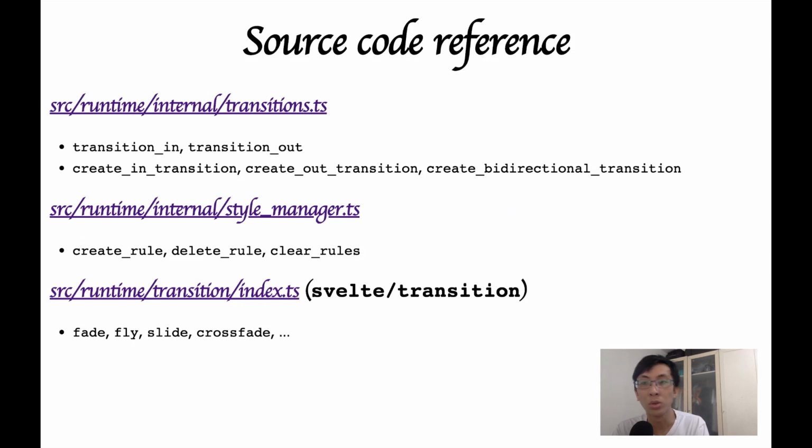Well, here are some source code references if you're interested. First is the internal transitions, where the transition in, transition out, and create in transition methods are defined. Following is the internal style manager. Here's where you can look at Svelte's code on how it creates new keyframe rules and manages the style sheets. Lastly is the runtime transitions. That's where you import Svelte transitions from. You can check out the code for, let's say, fade, fly, slide, crossfade, and many other transitions.